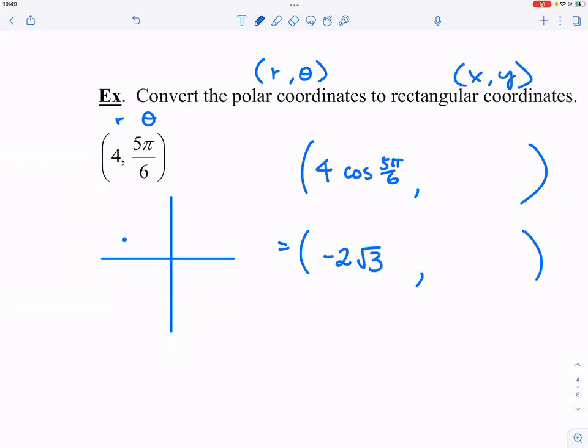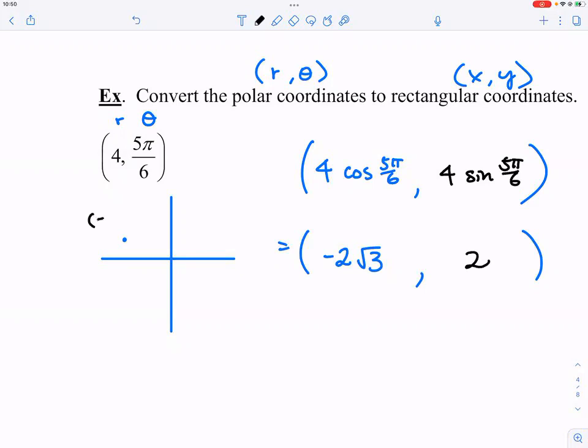And that aligns with what we expected, right? We expected that x will be negative. It should be negative. If you don't get the negative, something is wrong. And then the y coordinate, use a different color. The y coordinate will be r sine theta, and the theta is 5 pi over 6. What is sine 5 pi over 6? One half times 4. It's 2.